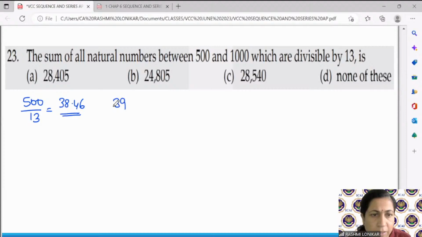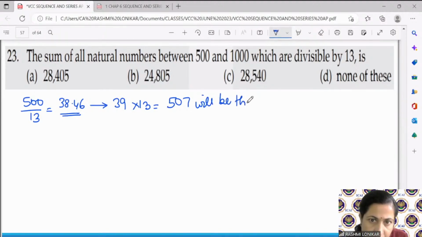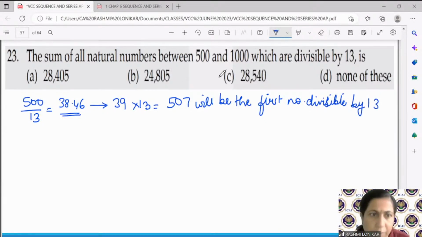What is the nearest number? It becomes 39. Now 39 you multiply by 13. 39 into 13 is 507. This will be the first number divisible by 13. Okay. Take the number and then divide by 13.